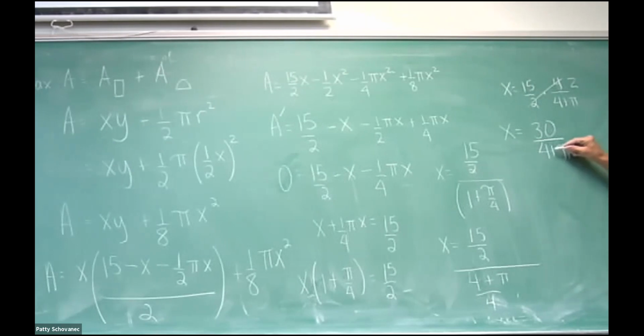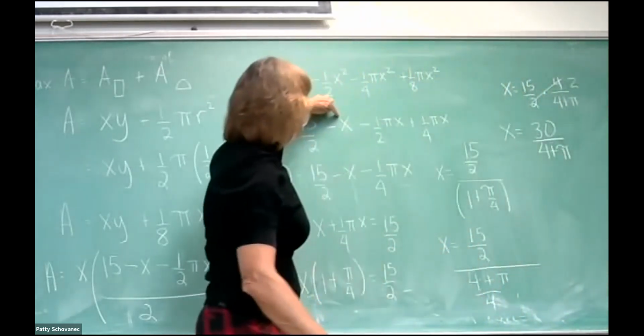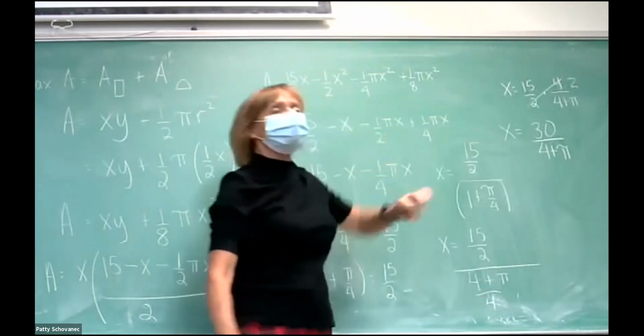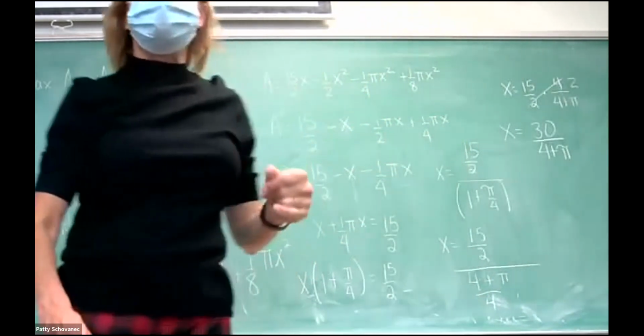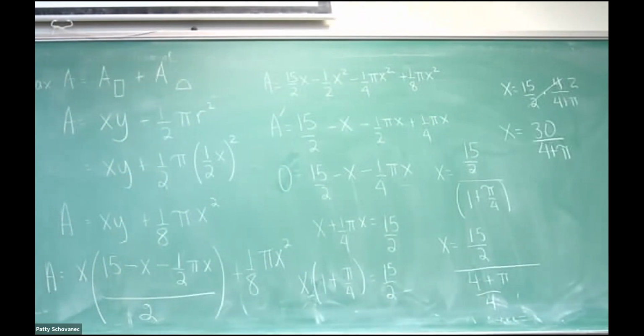Again, that was too messy to check. But I think my second derivative is going to be negative, because that's a -1, that's a negative pi halves, that's a positive pi fourths. So it's a negative, so that means I do have a max. So that's x, and we want to know the dimensions.